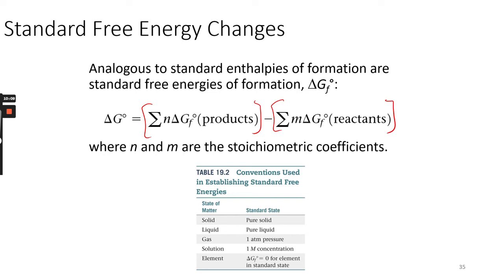When we have this little naught here, this little 0, that means standard state. And standard state for a solid would be a pure solid, a pure liquid, a gas at 1 atmosphere, and your concentration is 1 molar. And for an element, the delta G of formation is 0 for elements in their standard state.